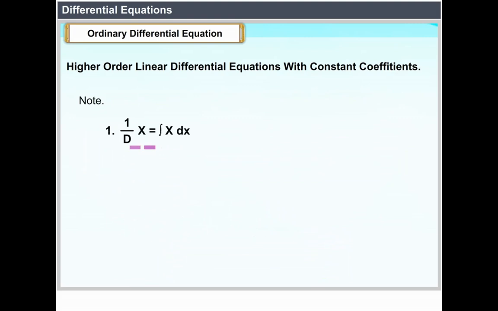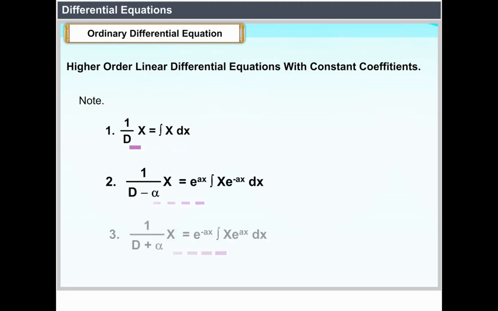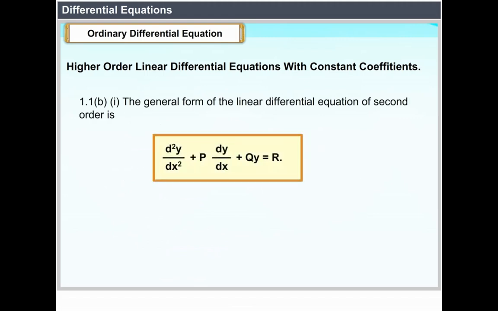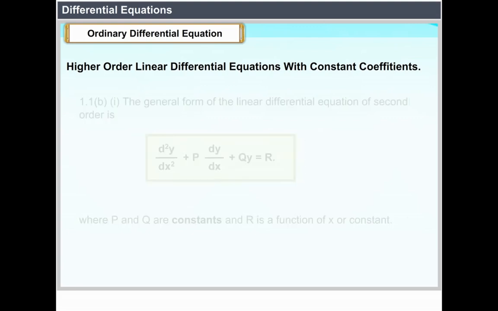Note, point number 1: 1/D of X equals the integral of X dx. Number 2: 1/(D - a) of X equals e^(ax) times the integral of X e^(-ax) dx. Number 3: 1/(D + a) of X equals e^(-ax) times the integral of X e^(ax) dx. The general form of the linear differential equation of second order is d^2y/dx^2 + p dy/dx + qy = r, where p and q are constants and r is a function of x or constant.